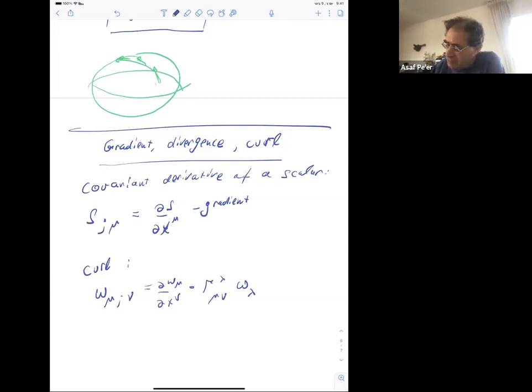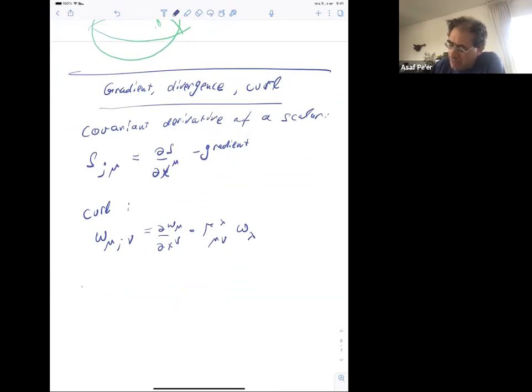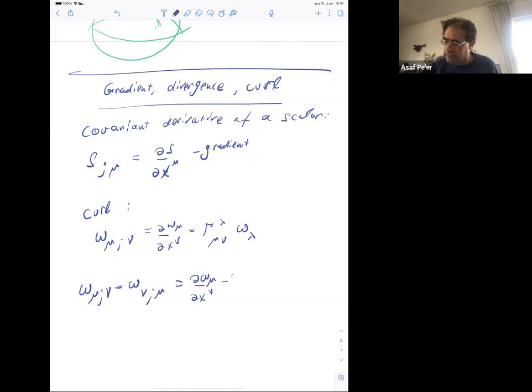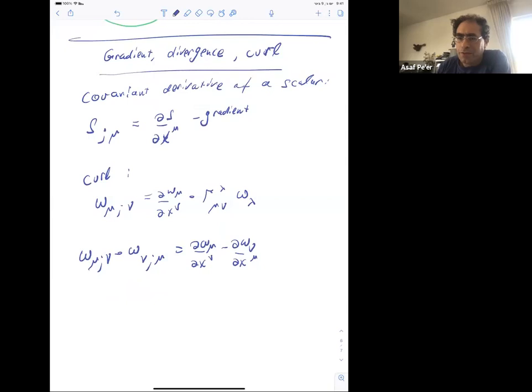Now, gamma is symmetric. So what is a curl? Omega mu nu minus omega nu mu. This is a curl. So this ends up with just the ordinary curl: d omega mu over dx nu minus d omega nu over dx mu. Actually pretty nice, because everything you get is pretty straightforward.